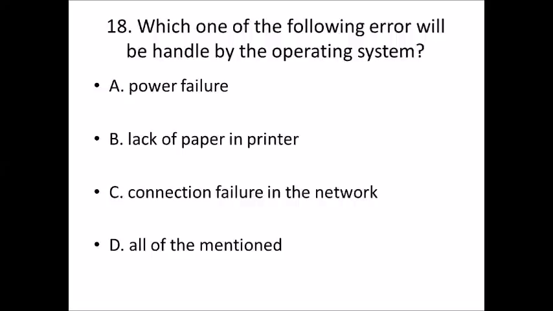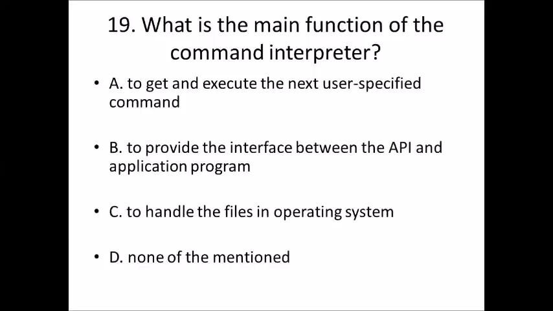Answer వచ్చేసి option D, all of the mentioned. 19th bit. What is the main function of the command interpreter? Option A, to get and execute the next user specified command. Option B, to provide the interface between the API and application program. Option C, to handle the files in operating system. Option D, none of the mentioned. Answer guess cheyandi.